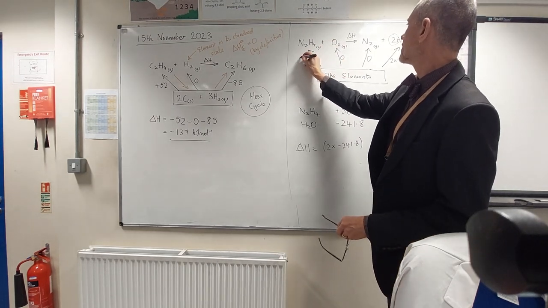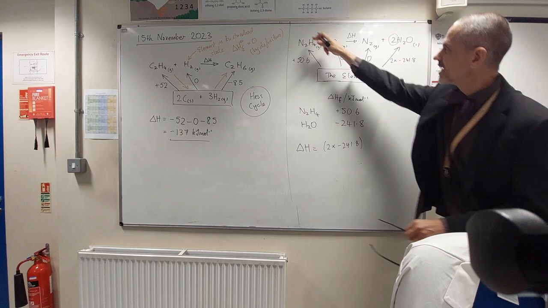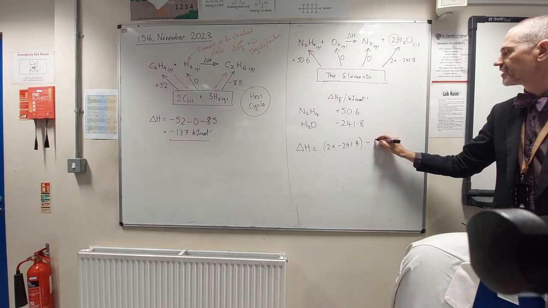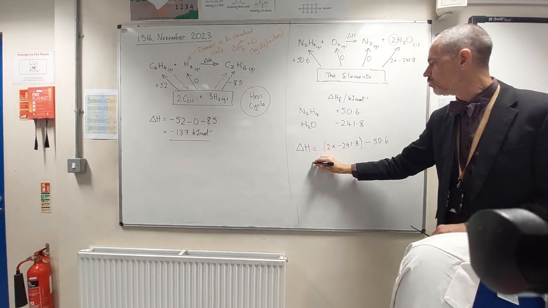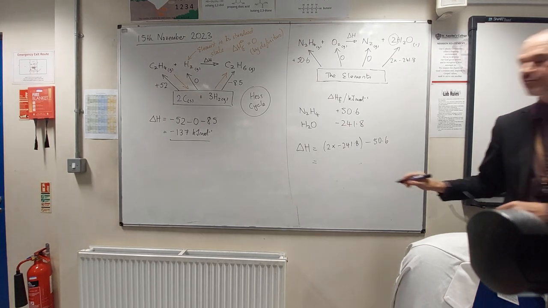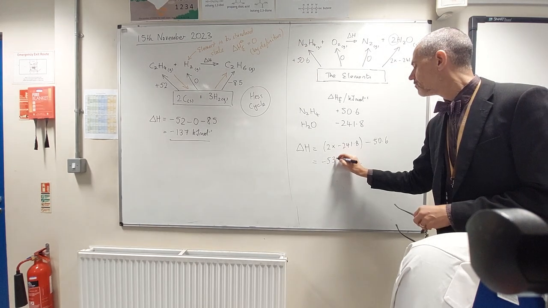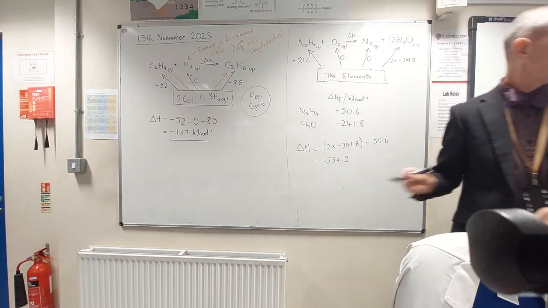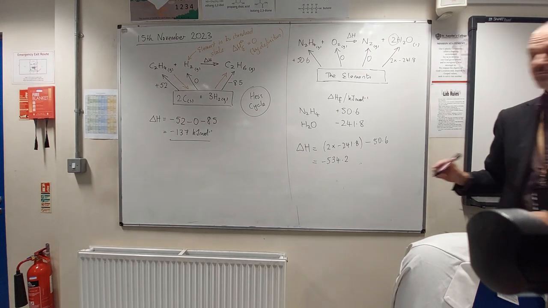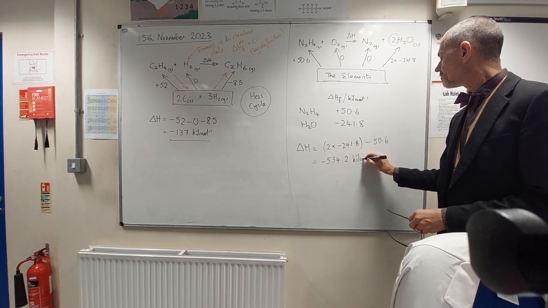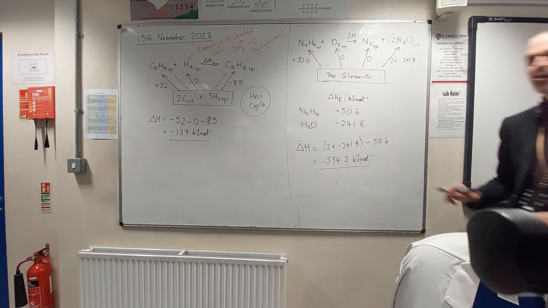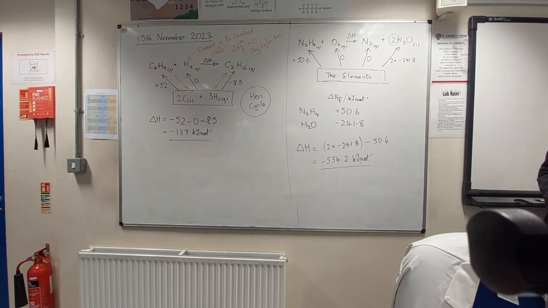hydrazine is 50.6. We're going in the opposite direction to the arrows. That'll be minus as well. This is what? Minus 534.2. It's a pretty exothermic reaction.